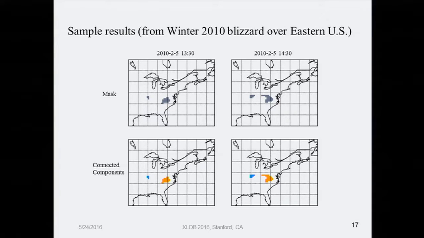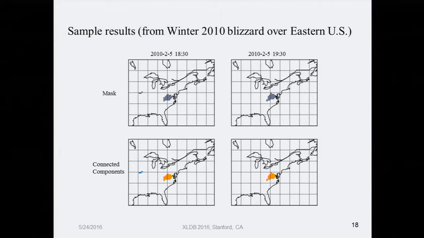And this is just a demonstration of how the operator is able to capture events. Here we show two events that span both space and time. This is the mask, and this is the result from the CCL. This is basically showing that one of the events ended, the other one continues.